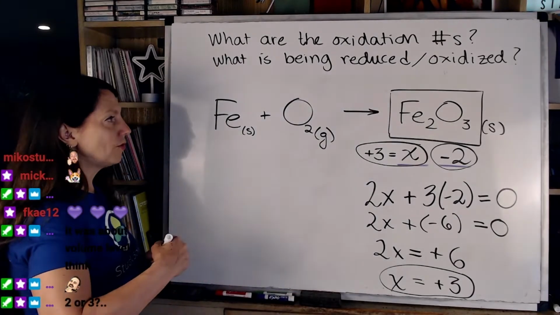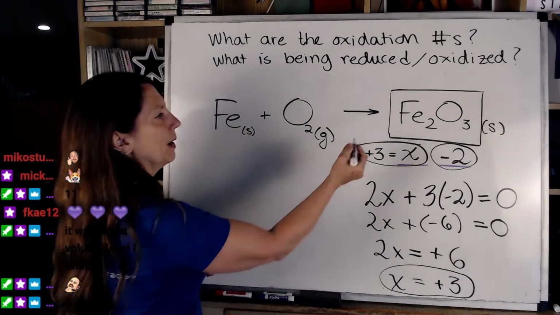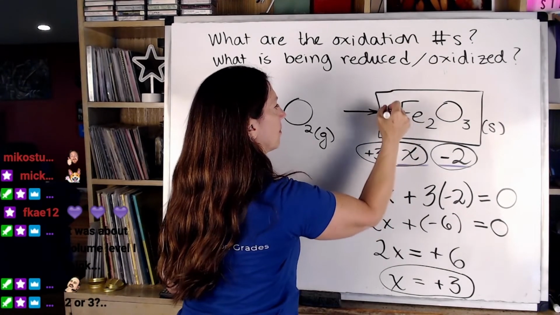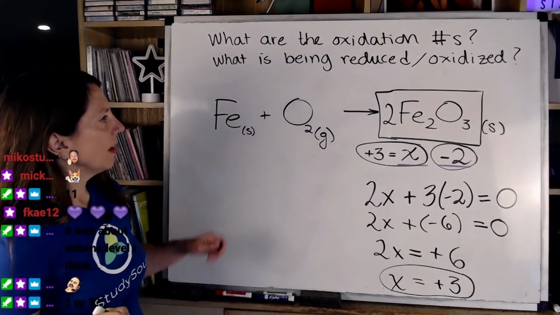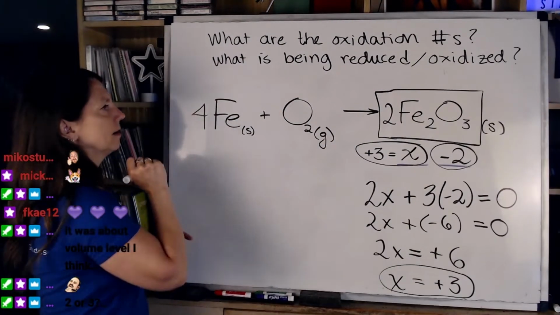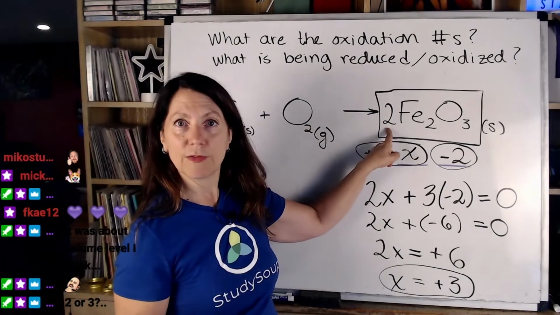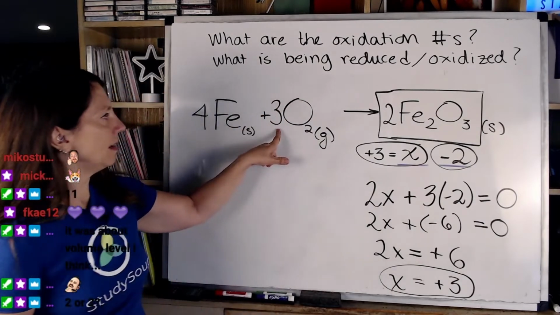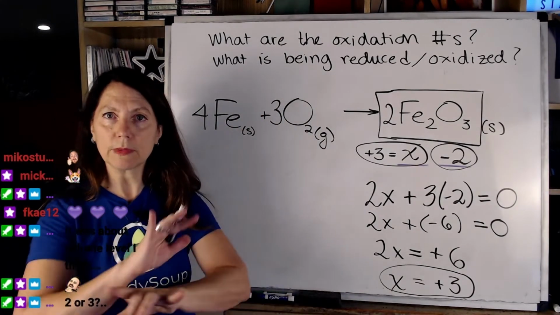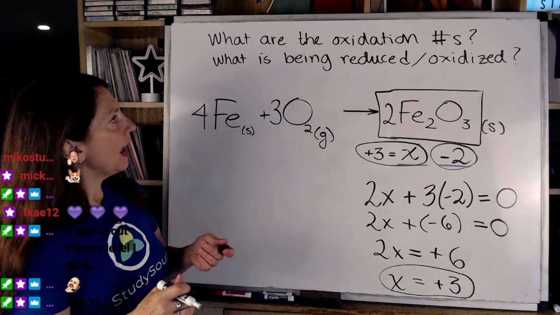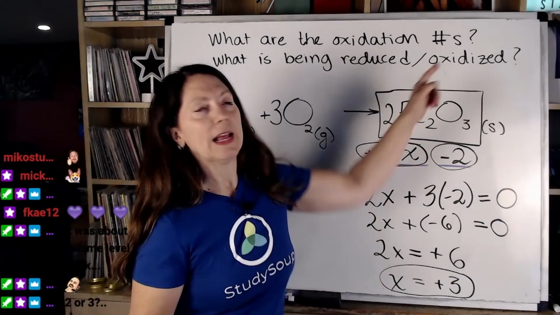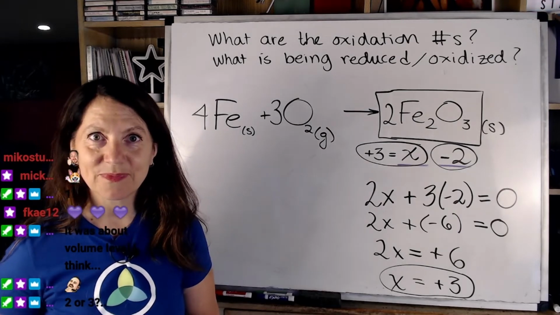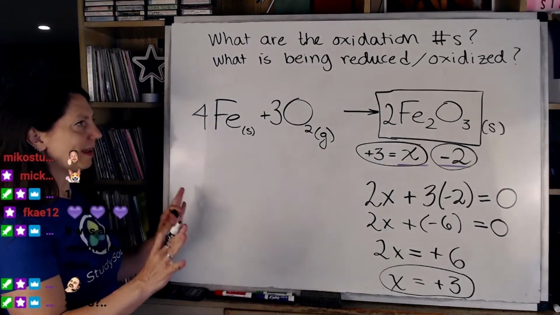So in order to balance it, we would need a 2 here. We need a 2 there, and we need a 4 here, and because over here there are now 6 oxygens, we would need a 3 there. Okay, so now it's balanced, and then we can answer this question: what is being reduced and what is being oxidized? Okay, so let's do an assessment here.